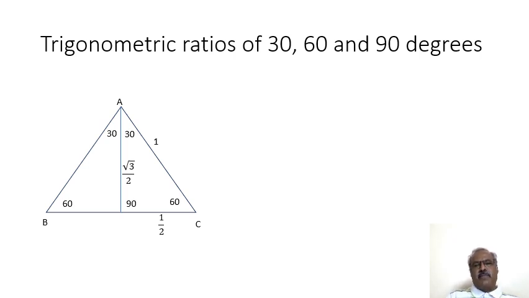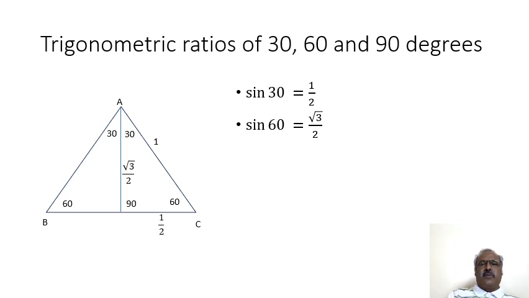So you have the sine of 30 as 1 by 2 upon 1. So sine 30 will be half. Sine of 60 will be root 3 by 2. This side root 3 by 2 is obtained through the use of Pythagoras theorem, and sine of 90 is 1. So based on these and the relationships, you can calculate all the other ratios.